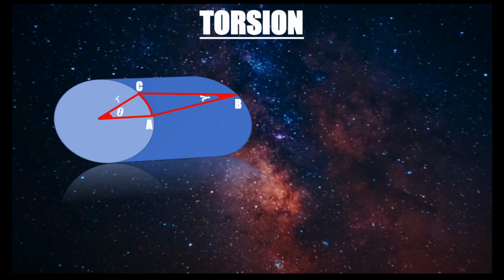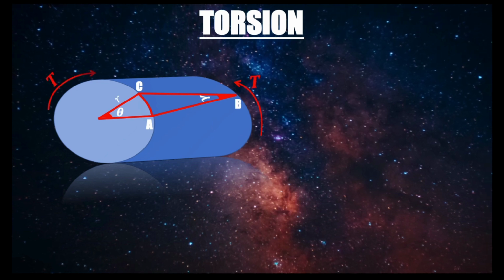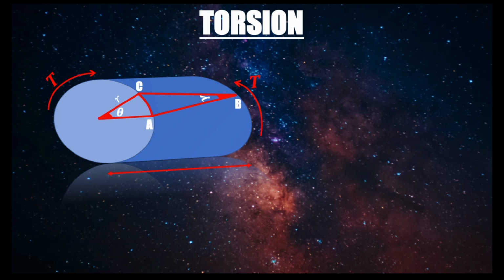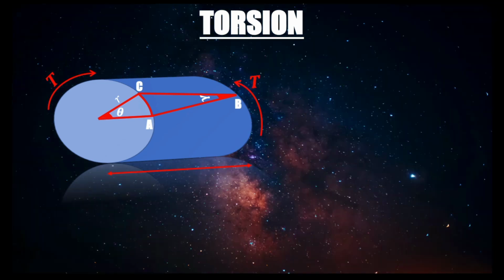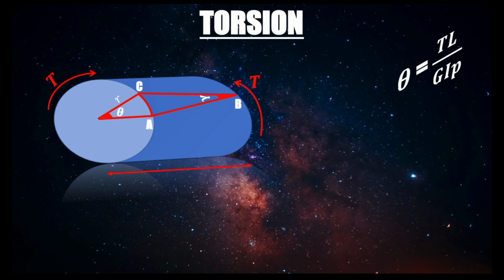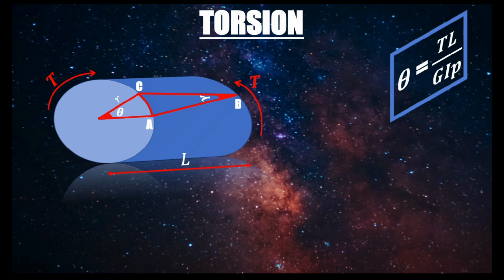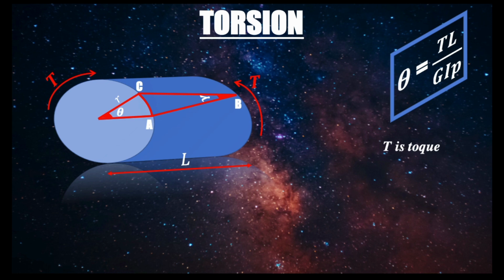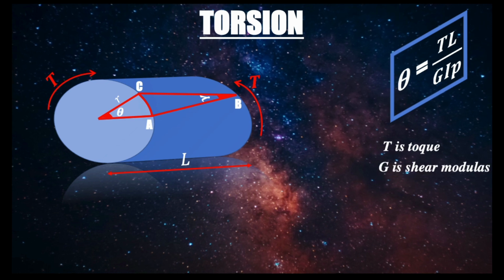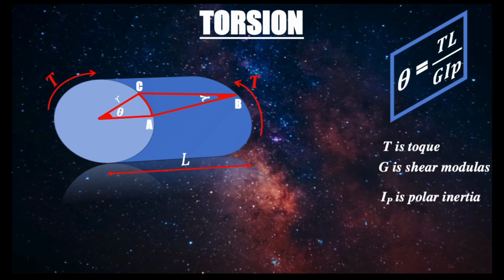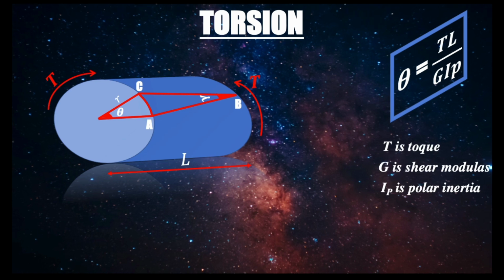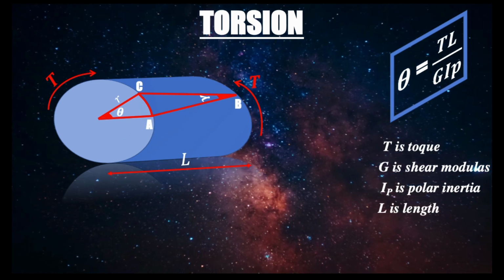Okay, and that one's going to be R, and we're going to have two opposite torques, as you can see, and we're going to have the distance. The angle of twist is given by theta equals T for torque and L for the length, over G and IP. This one is the length of the shaft. So I'll show you a video to derive the angle of twist. Okay, so T is torque, G is the shear modulus, IP is the polar inertia, and L is the length.